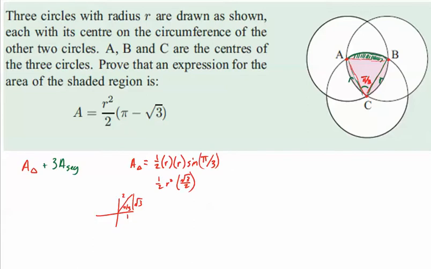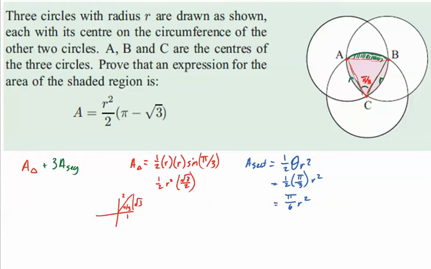Now what we need is the area of the overall sector there. So let's find the area of the sector. Of course, we know the area of the sector is 1/2 theta r squared. So we'll go 1/2 times pi over 3 times r squared, and that will give me the area of the sector. So essentially that will be pi over 6 r squared.